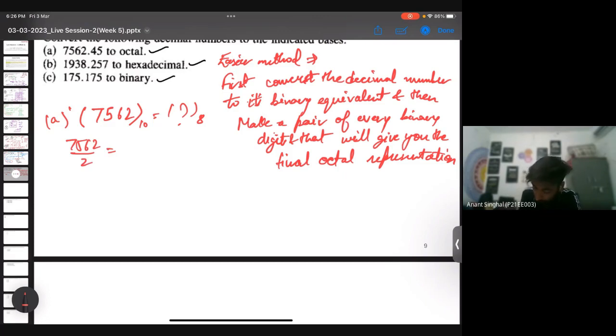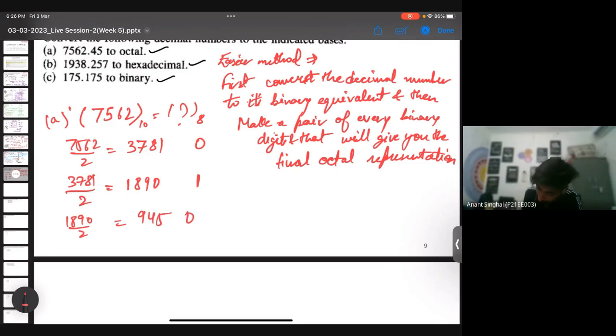It will be 3781 and the remainder is 0. Then you have 1890 and the remainder is 1, then 1890 by 2 will be nothing but 945 and the remainder will be 0, and then 945 by 2 is 472 and the remainder will be 1, and 472 by 2 is nothing but 236. The remainder will be 0.